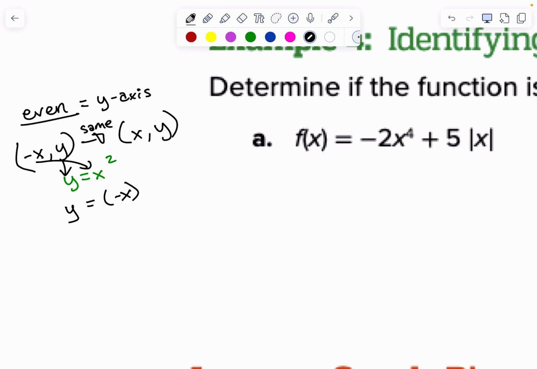So when I take negative x and I square it, what happens? The negative is going to become positive, so that just becomes y equals x squared, right? It is the same as what it was originally. So if I plug a negative in for x, it ends up returning back to its normal form. That means it has y-axis symmetry. That means it's an even function, right?